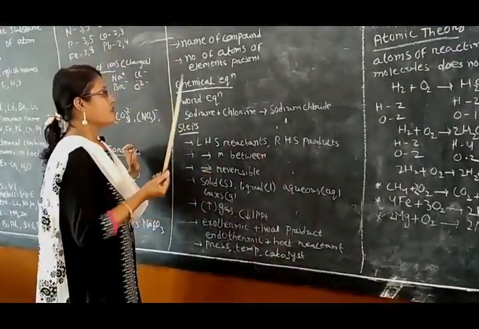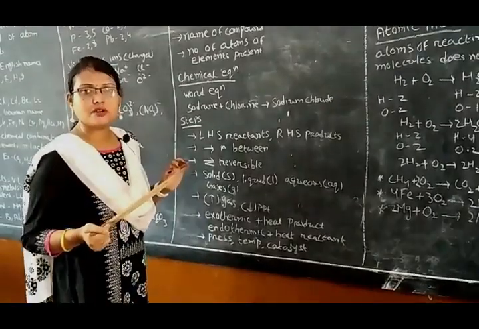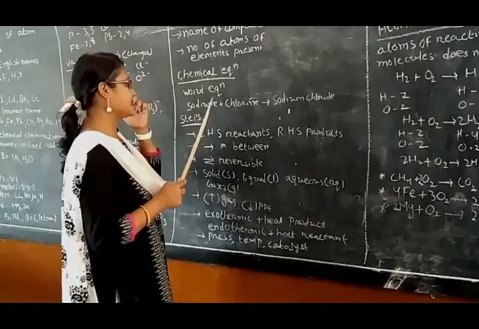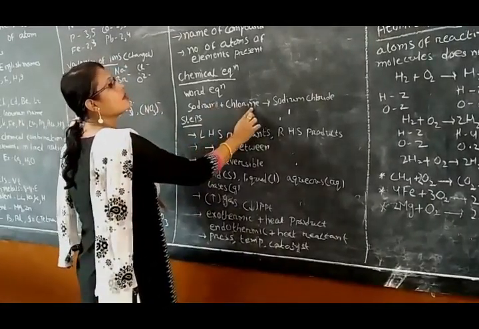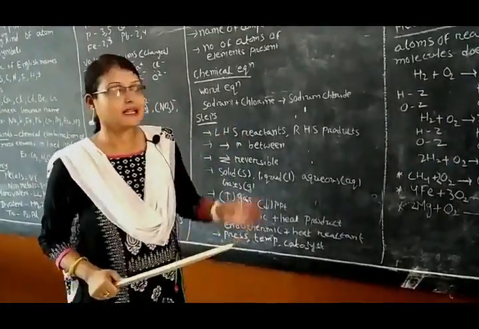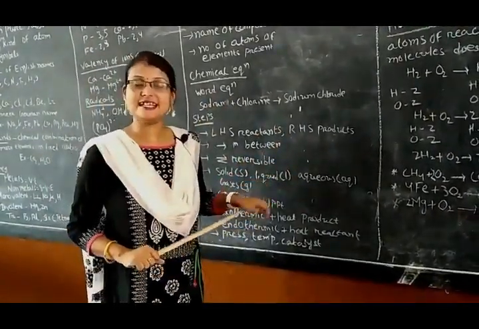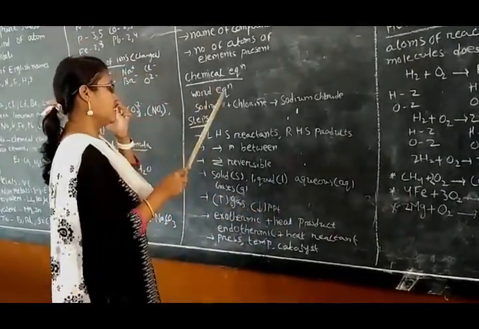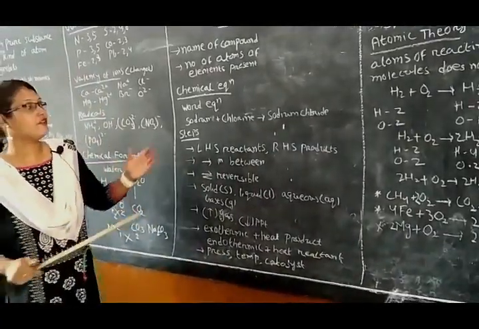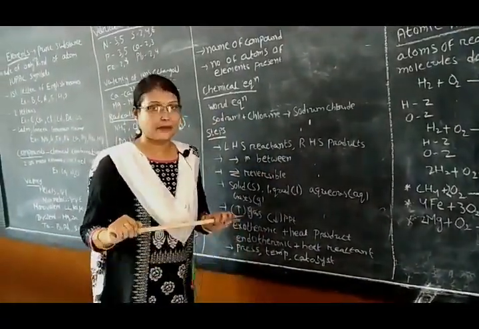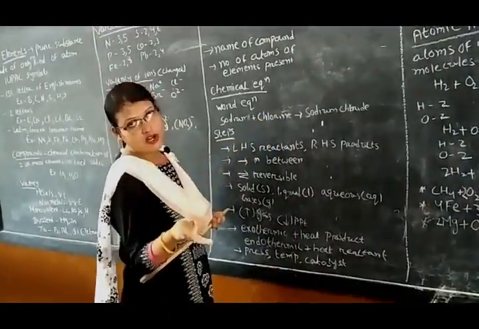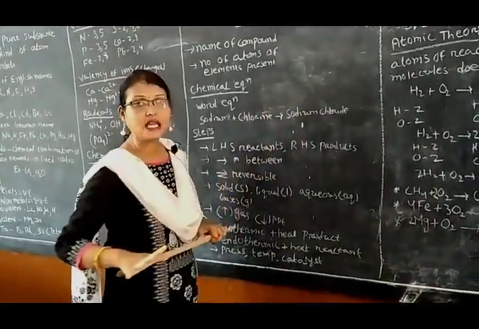First of all, we all know about word equation. Word equation means if the equation is written in words, then it is called a word equation. For example, sodium plus chlorine giving you sodium chloride. If we are writing it in the form of words, then it is called a word equation. But if we write it in the form of a chemical equation, then what will we write for sodium? Na plus chlorine, which is in the molecular form Cl2, giving you NaCl.